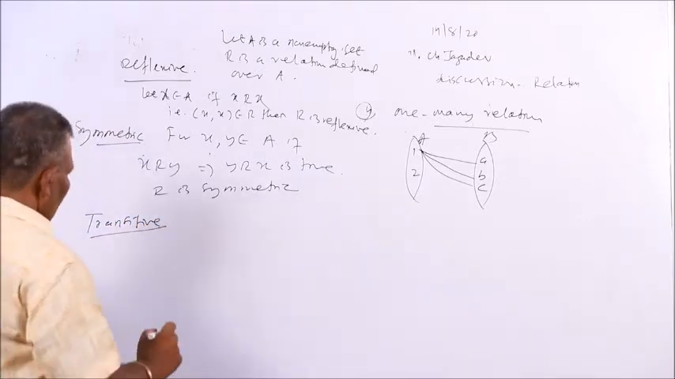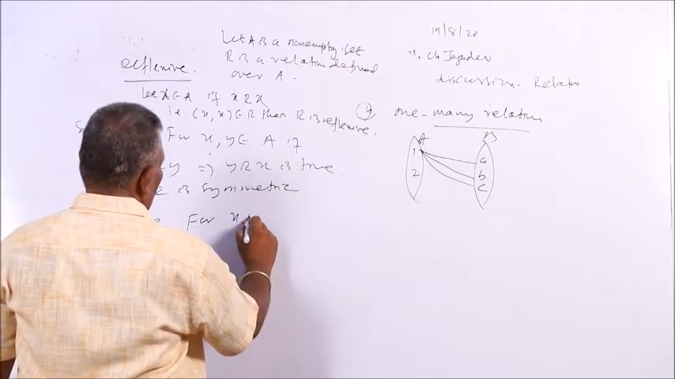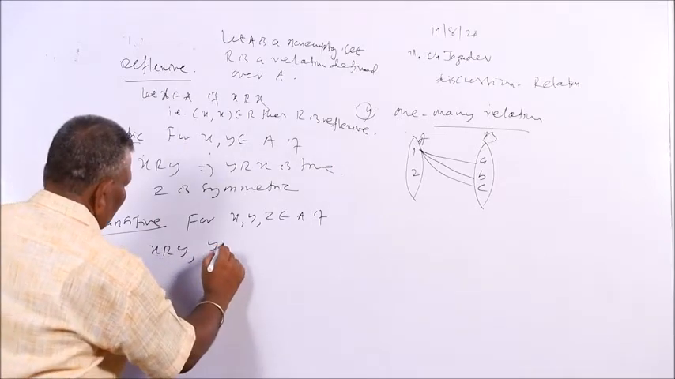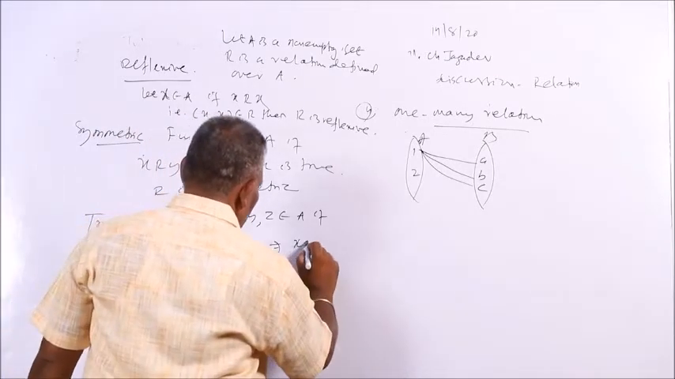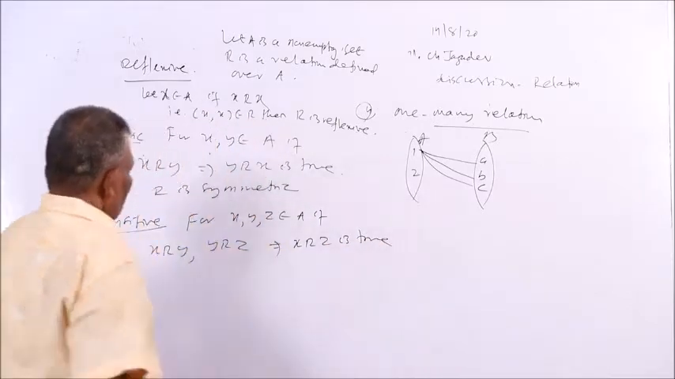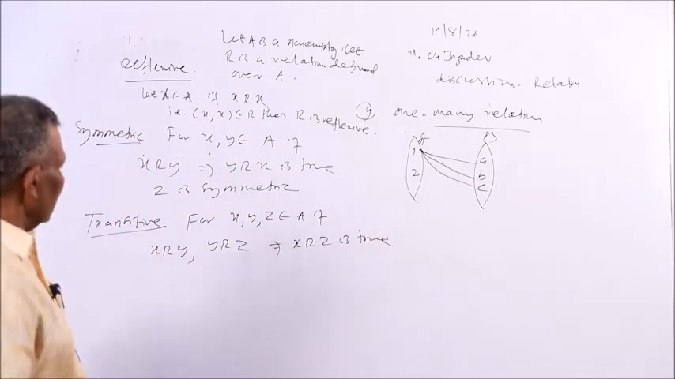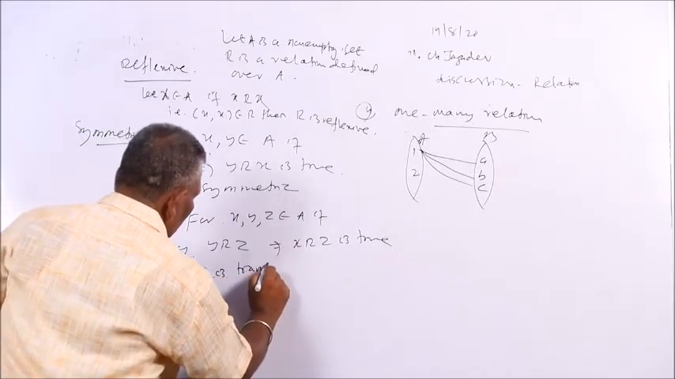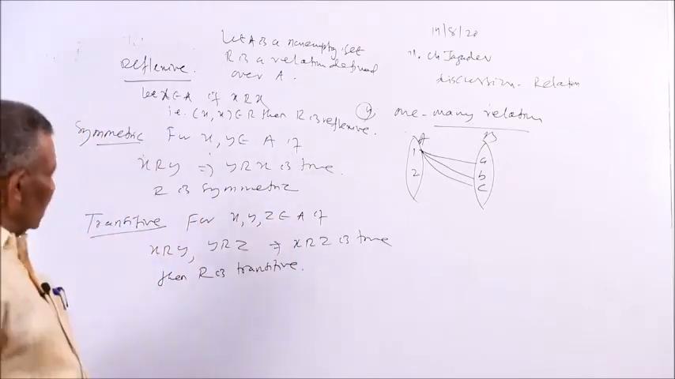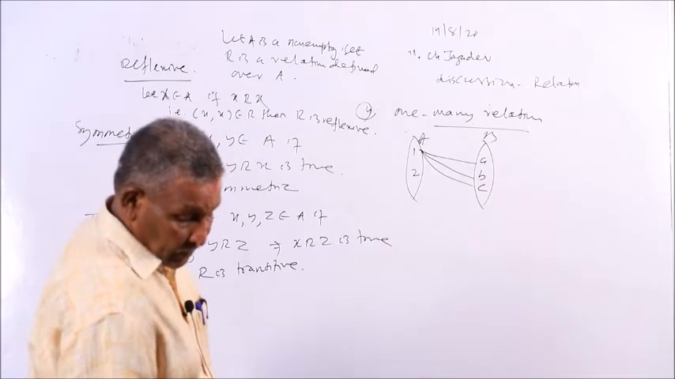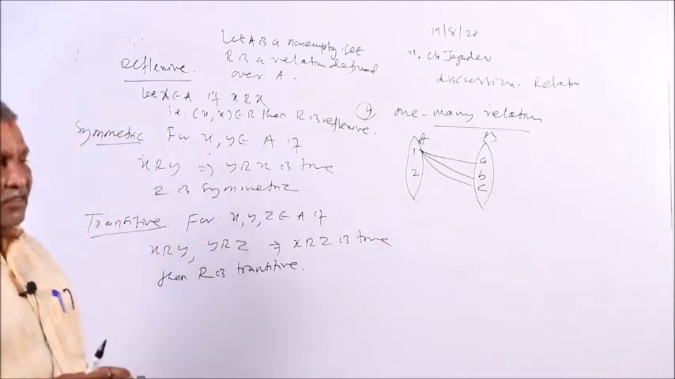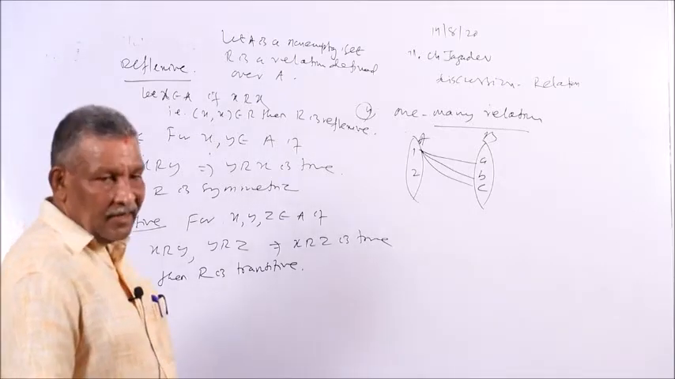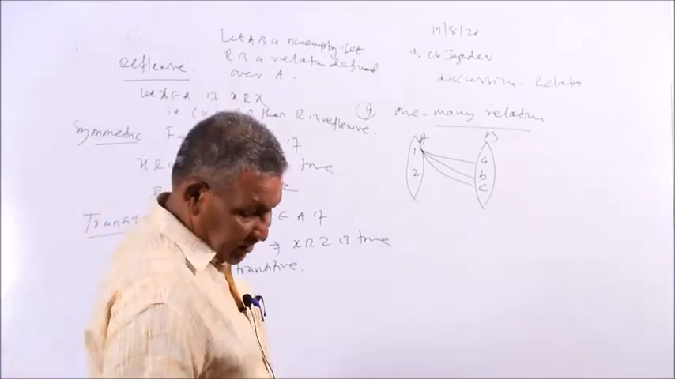Next is transitive. Here we have to consider three elements. For x, y, z belonging to A, if x is related to y and y is related to z, that implies x R z is true. Then R is transitive. If all three properties, reflexive, symmetric and transitive, are satisfied over a set A with the relation R, then the relation is said to be an equivalence relation.